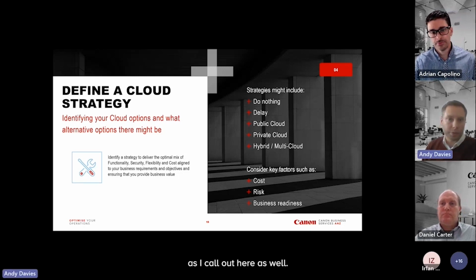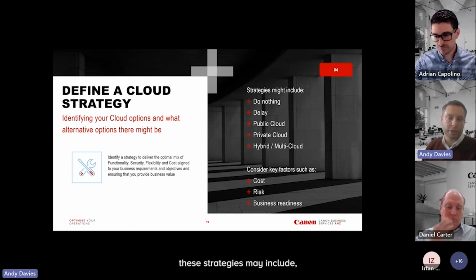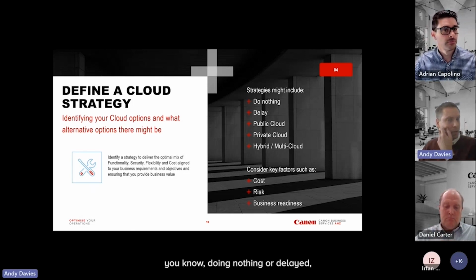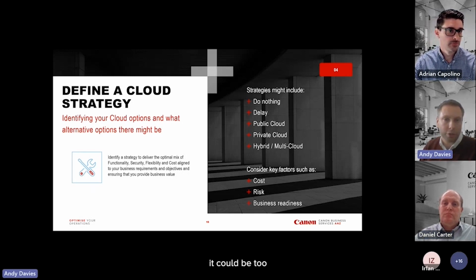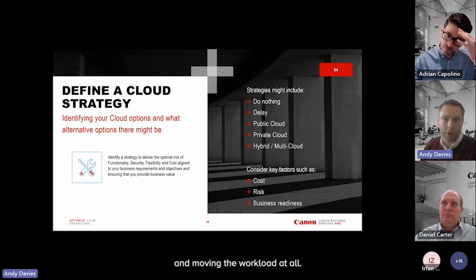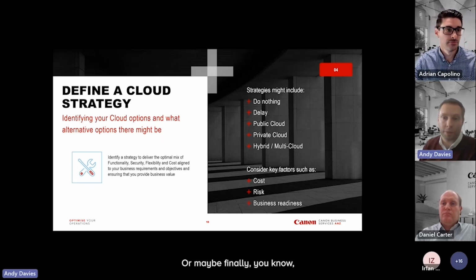I just wanted to call out here as well, you may be undertaking a cloud strategy, but alternative strategies may include do nothing or delay. At this point in time, when you're running through a strategy, it could be too costly to migrate to cloud. Maybe you need to delay until appropriate budgets are available, or maybe there's no cost benefit to moving a workload at all. Maybe finally, the business aren't ready to adopt a strategy at that point in time.